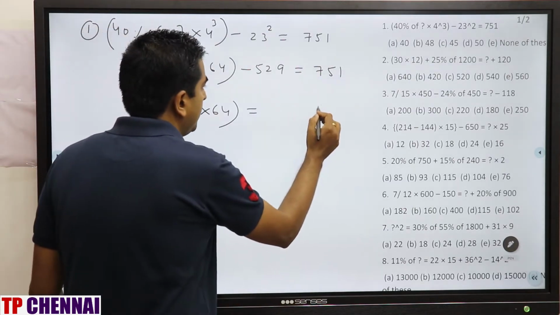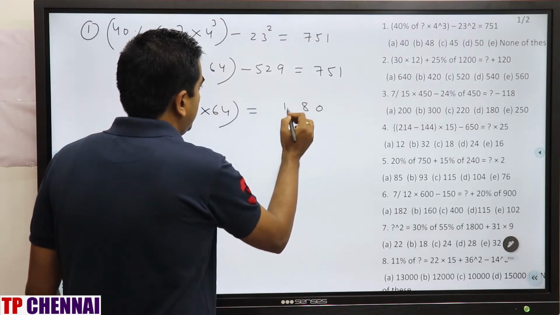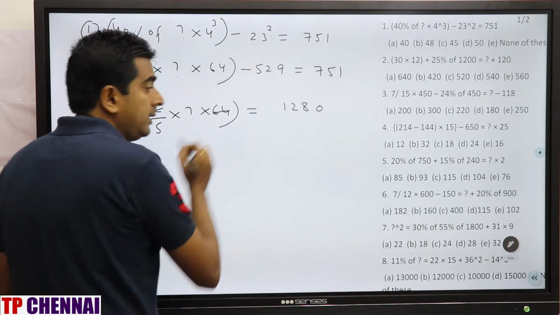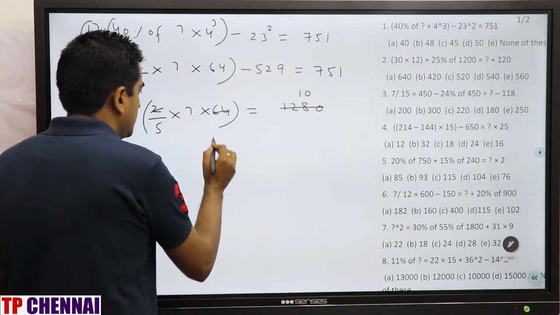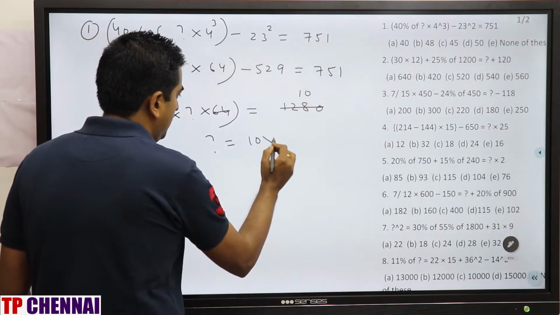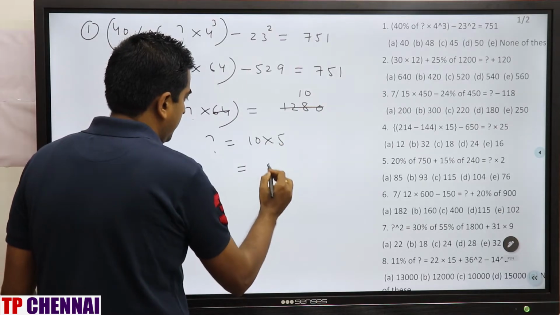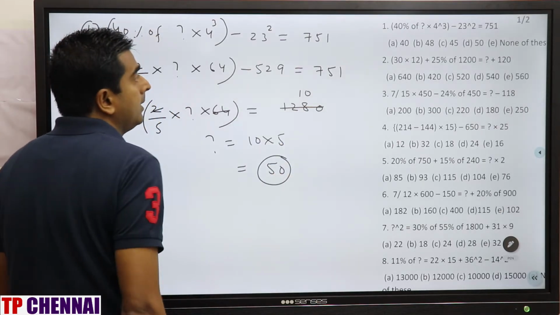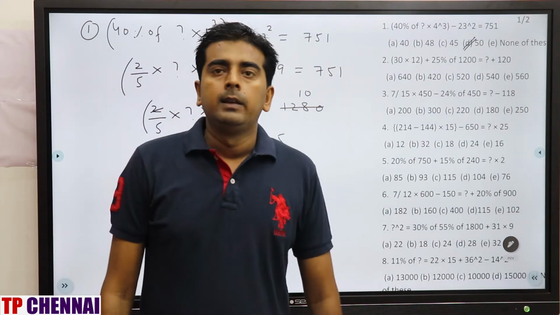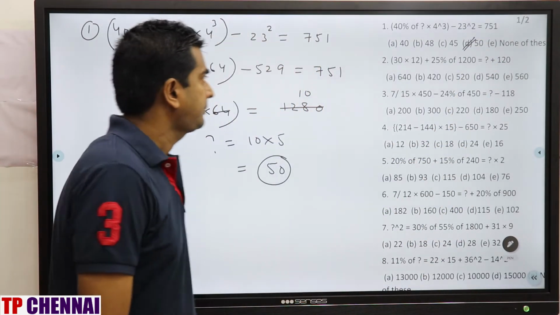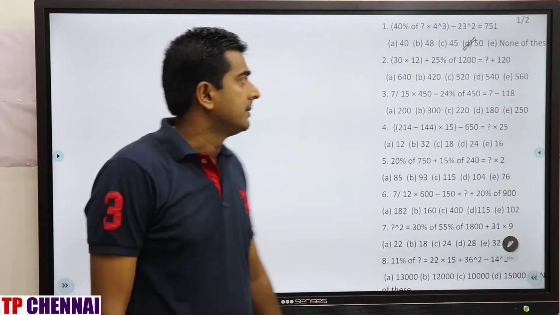So 9 plus 1 is 10, this is 8, 12. 2 into 64 is 128, 128 into 10 is 1280. So question mark is equal to 10 into 5. What is the answer? 50, which is nothing but the fourth option. Clear? Now we'll see the second question.